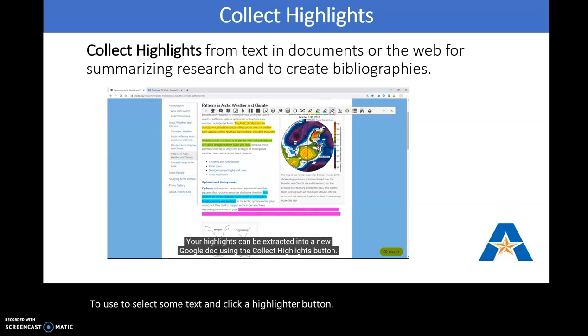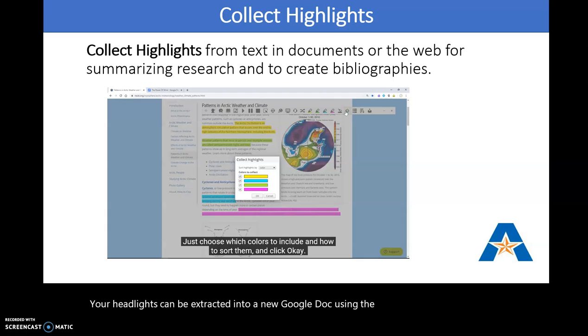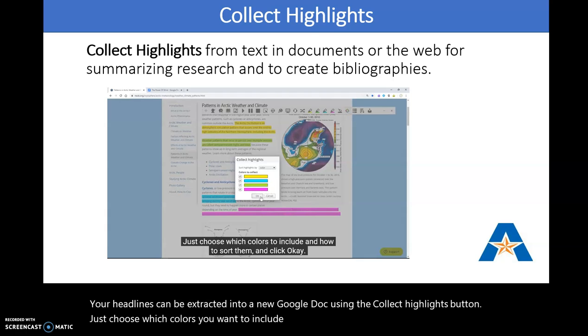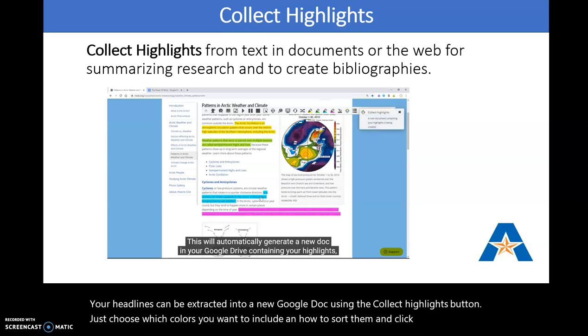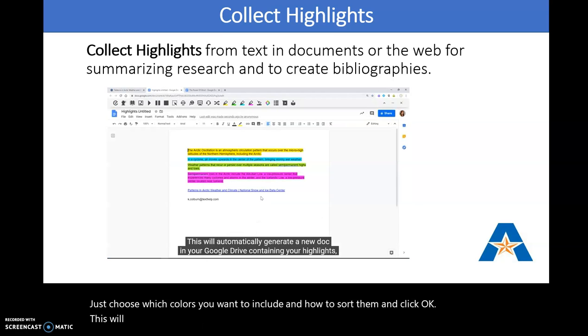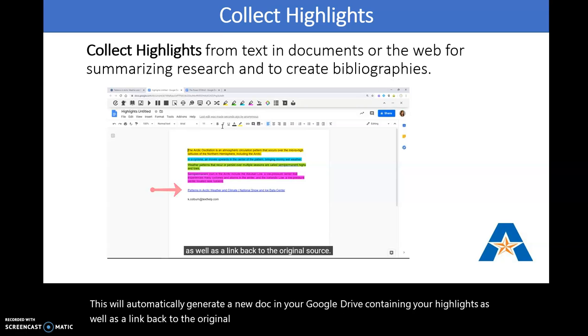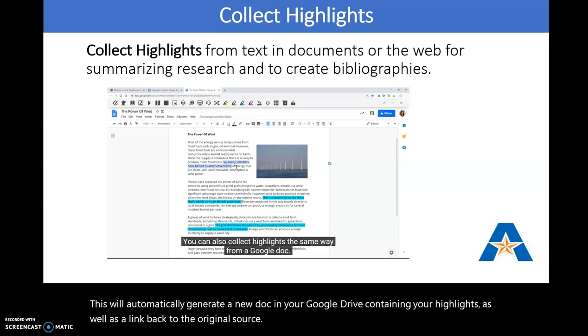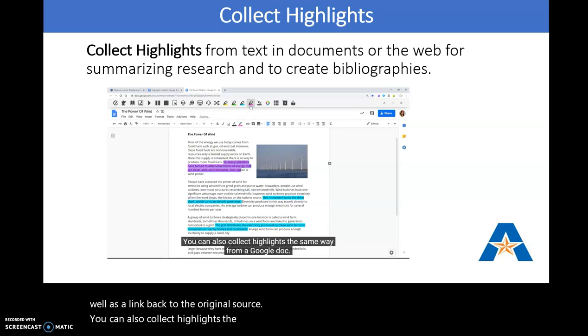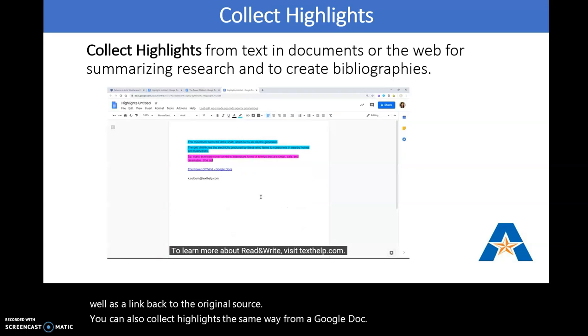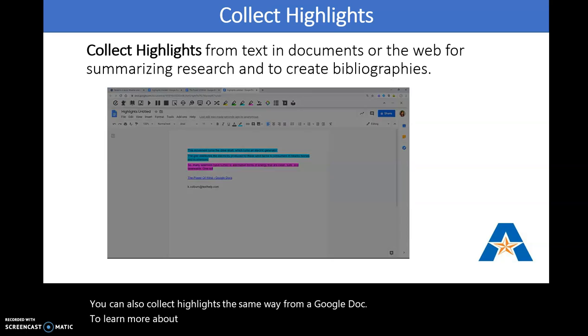Your highlights can be extracted into a new Google Doc using the Collect Highlights button. Just choose which colors you want to include and how to sort them, and click OK. This will automatically generate a new doc in your Google Drive containing your highlights, as well as a link back to the original source. You can also collect highlights the same way from a Google Doc. To learn more about Read and Write, visit texthelp.com.